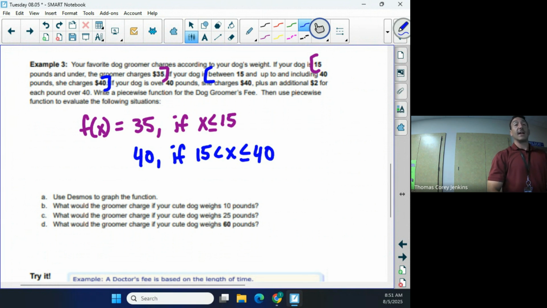We get charged $40, and then finally, this part might get a little confusing, but if we're over 40 pounds, it says we get charged $40 plus $2 per pound for each pound over 40. Here's how you do that. So 40 plus $2 per pound. If I told you guys to try that on your own, most people would come up with this incorrect answer. You'd say 40 plus $2 per pound. So right line of thinking, but this doesn't work.